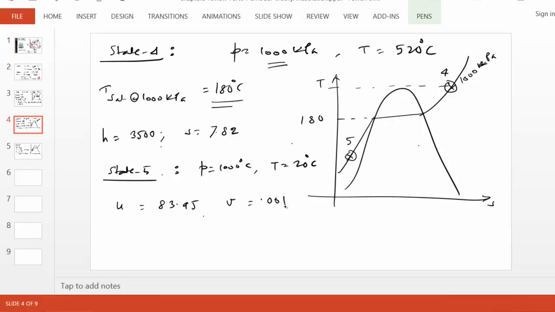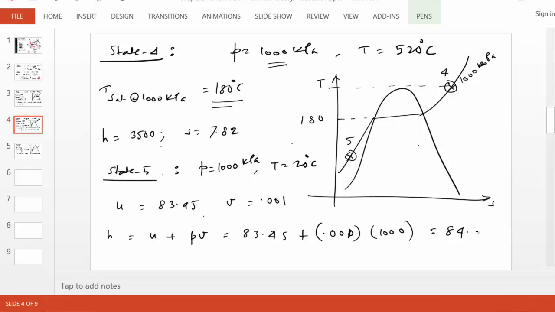Oh, the pressure is 1000 kPa, not 1000 Celsius. So what will be enthalpy? U plus PV, which is 83.95 plus 0.001 times 1000. So it's just 84.45. So this is how we find enthalpy of a liquid.